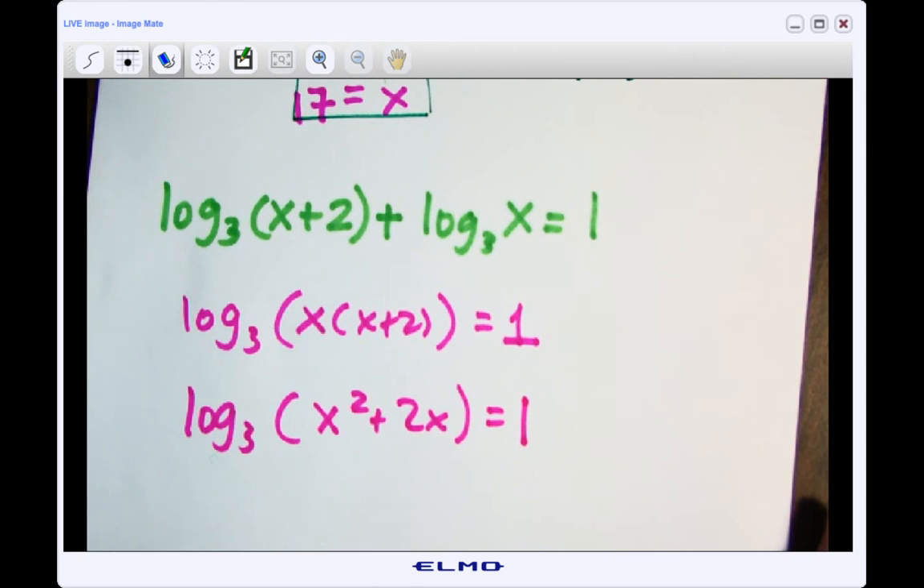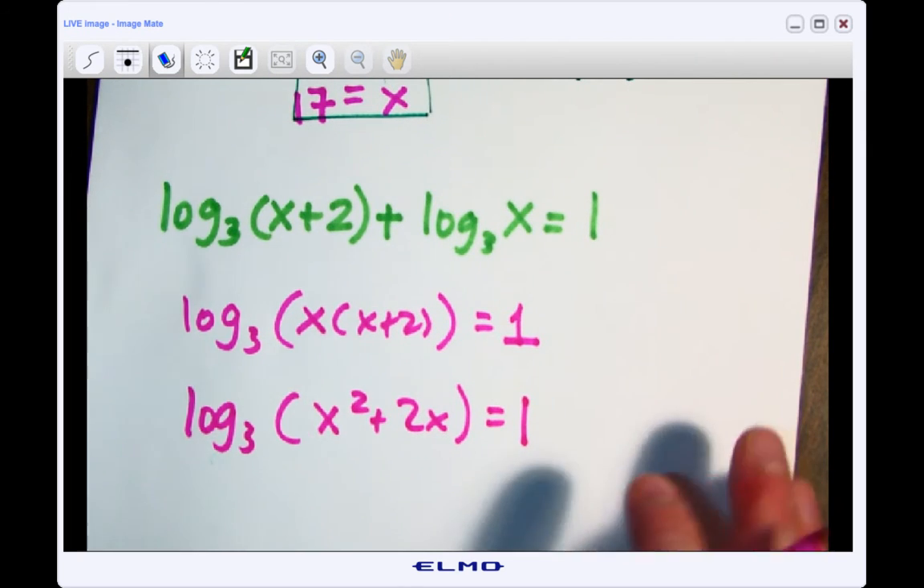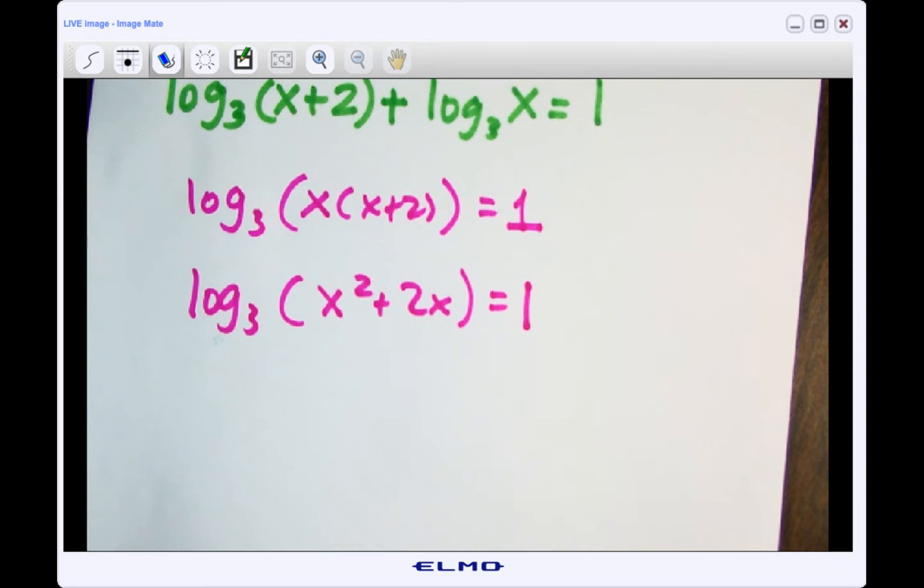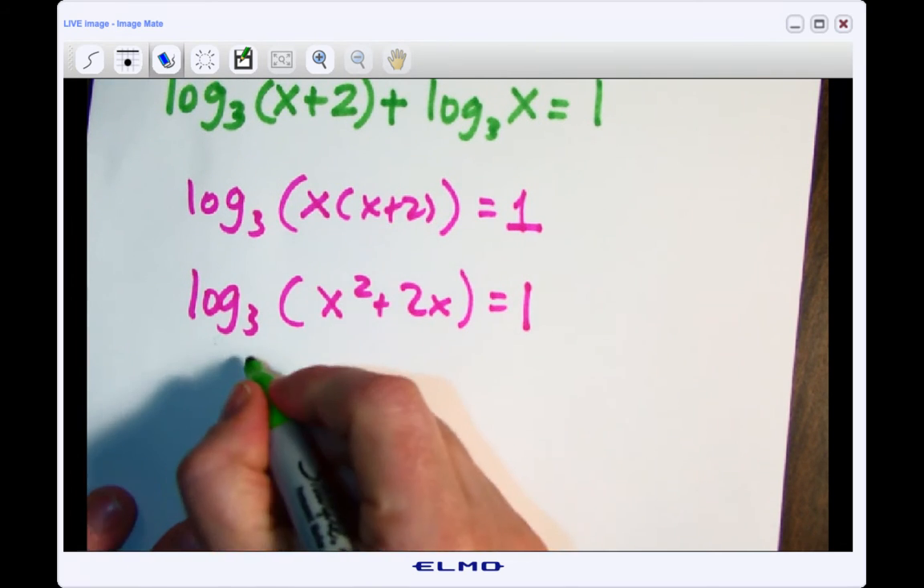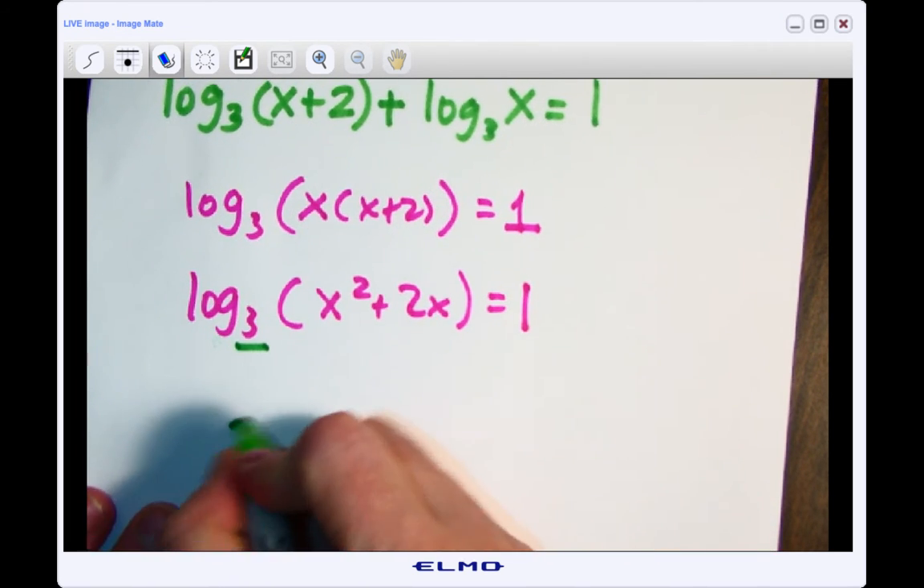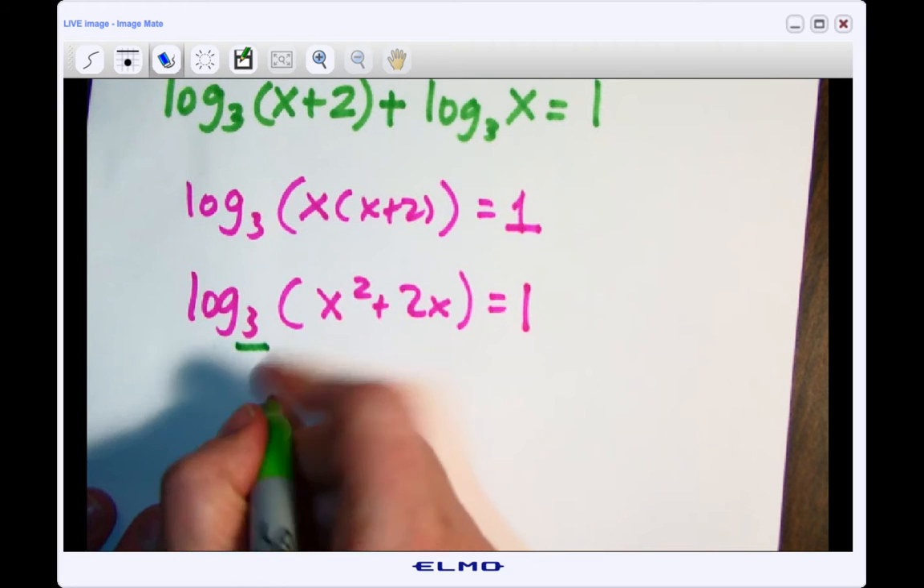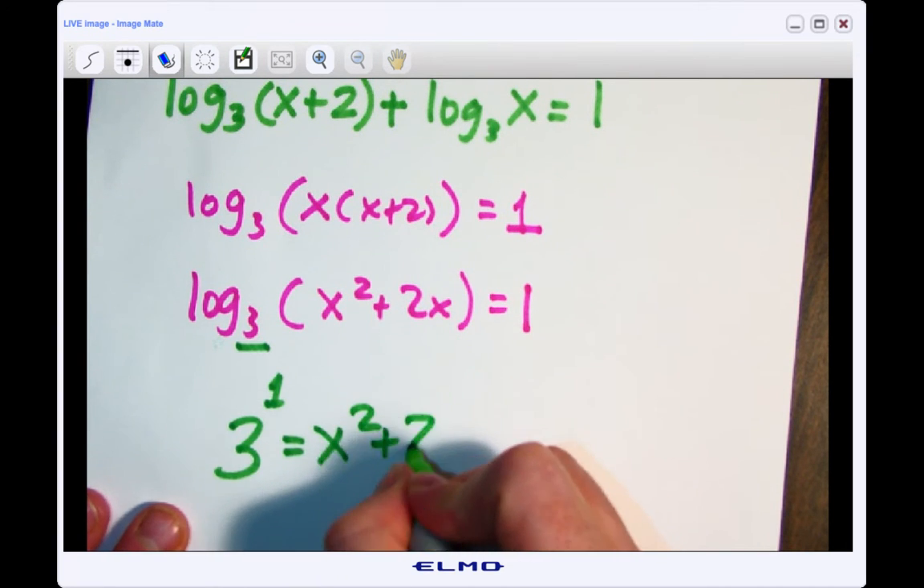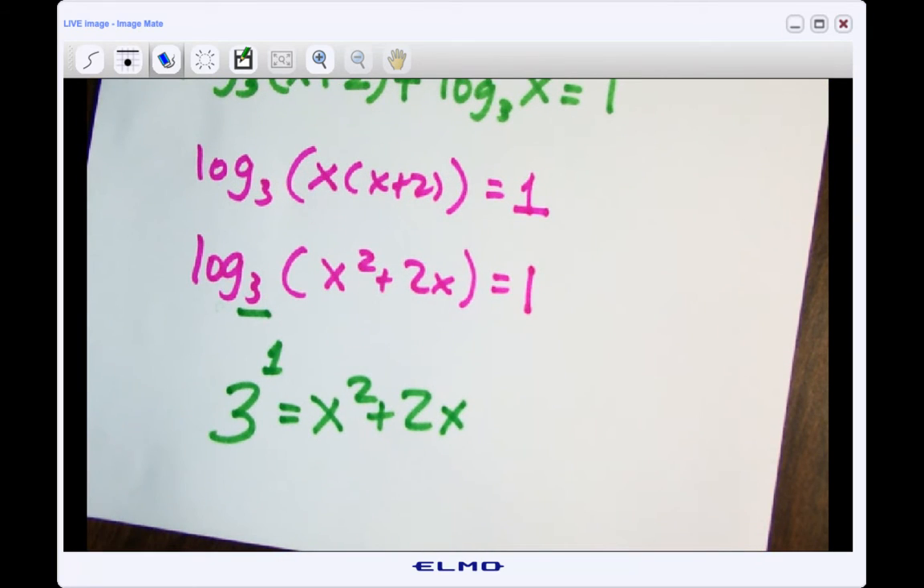Okay? All right. Now from here, again, it's not like the one above where I have two logs on either side, but I do know how to rewrite this one in a way that is helpful. If I rewrite this as base 3 raised to the first power has to be equal to this thing, well, now it feels like something that's a possibility for me to solve.